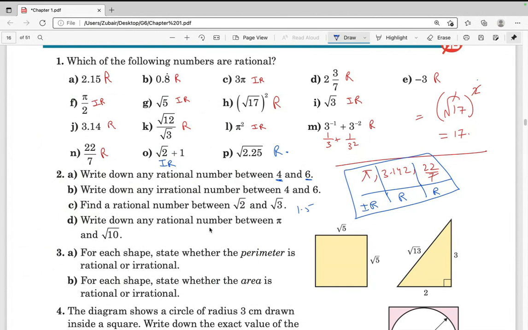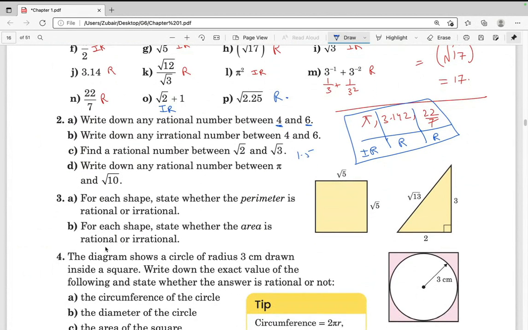Write down any rational number between pi and square root 10. Same way, 3.14 and square root 10. Any number between them? It could be 4, 5, 6, 7, 8. No, square root 10 is 3.16 and pi is 3.14. So between 3.14 and 3.16 something, I will write 3.5 maybe, because 3.15 could be written as 315 over 100.